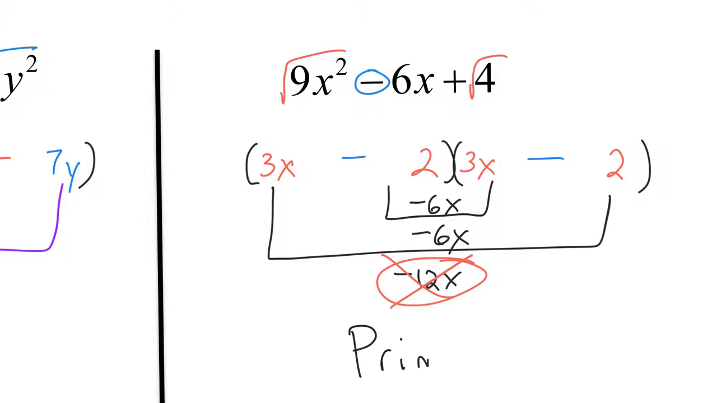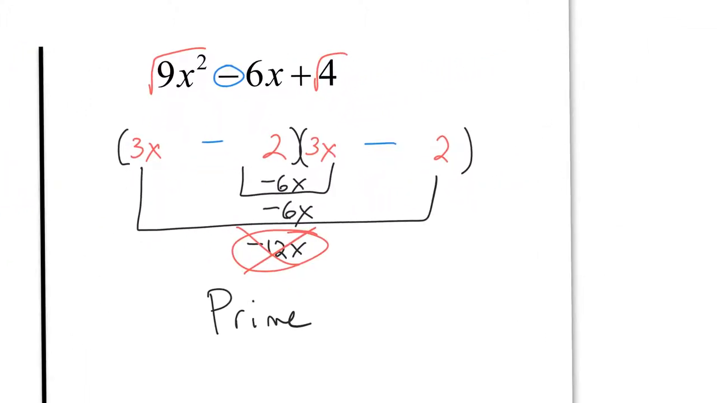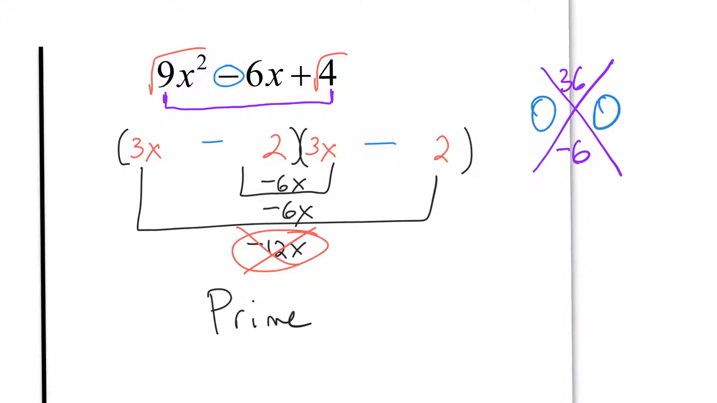Now you can also check and try the other method I showed you, and I'm just going to do it here on the side so you can see. If you try to do the X method, remember that we do a big X here. You multiply a, which is the first term, and c, which is the last term. 9 times 4, that's going to be 36, and the middle term is negative 6. Now you need to find two factors that actually multiply to positive 36 and add up to negative 6.